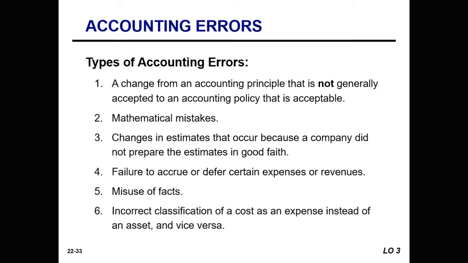FASB requires the correction of errors be treated as prior period adjustments and recorded in the year in which the error was discovered and reported in the financial statements as an adjustment to the beginning balance of retained earnings. If comparative statements are presented, the prior statements affected should be restated to correct for the error.